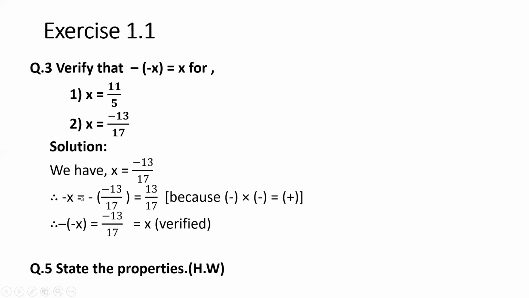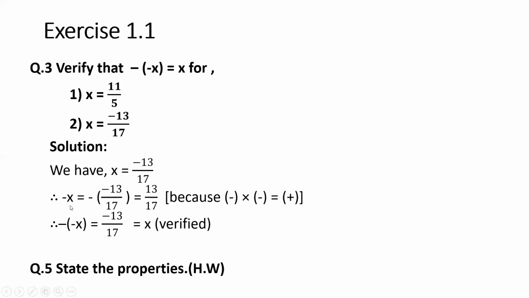So, minus of x will be minus inside the bracket. Instead of x, we will write minus 13 upon 17. Why? Because here the value of x we are given that it is minus 13 upon 17. And because the negative sign is there outside the bracket and negative sign inside the bracket, minus minus will become plus. So value of minus x will be 13 upon 17.